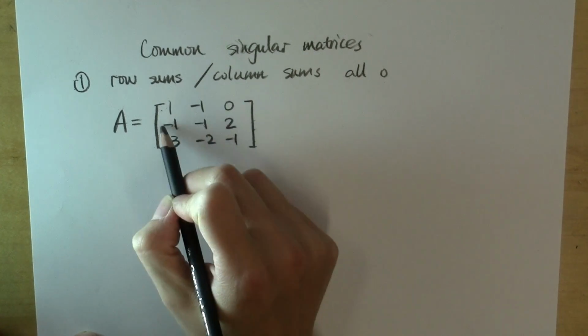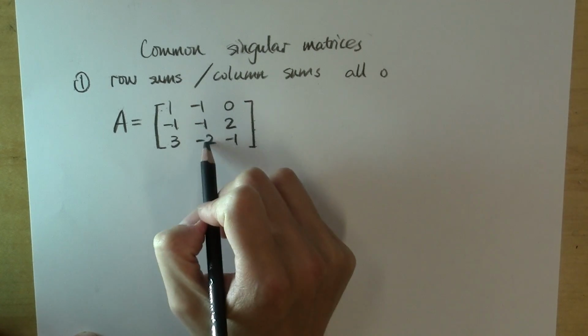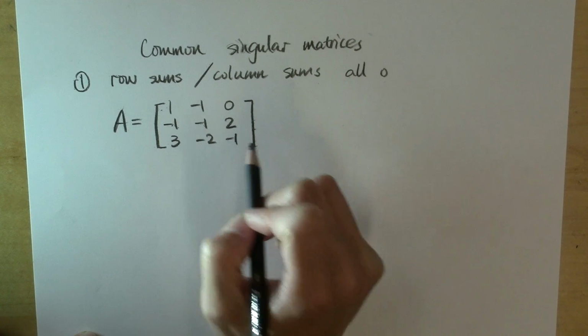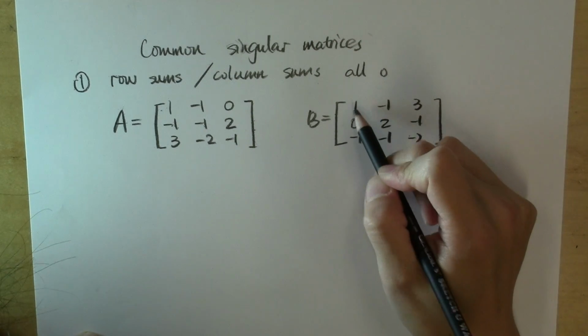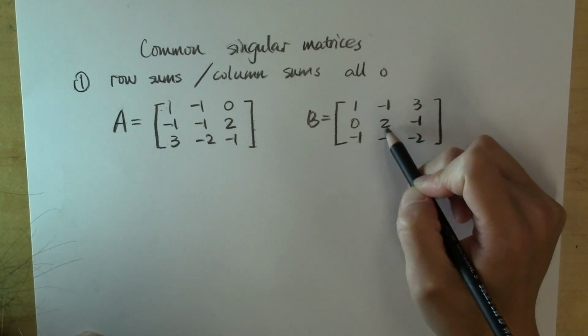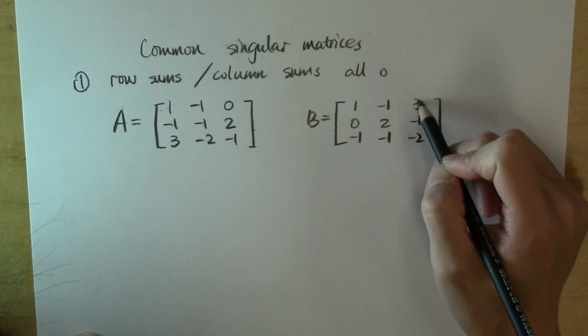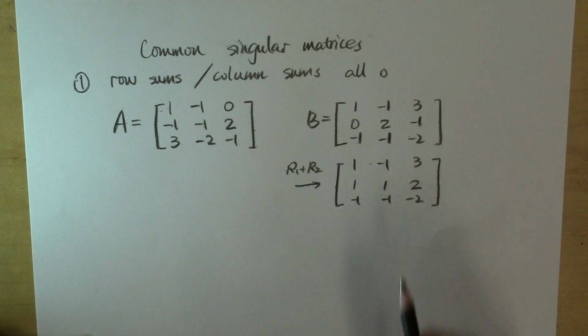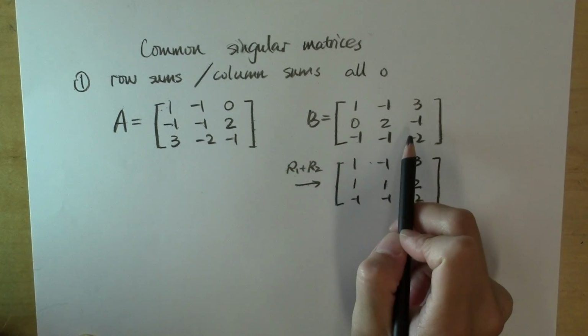the entries in the second row add up to 0, and all the entries in the third row add up to 0. And this matrix B has all the entries in the first column adding up to 0, all the entries in the second column add up to 0, and all the entries in the third column add up to 0. Let me first explain why B is singular.